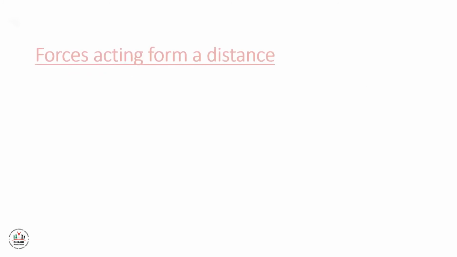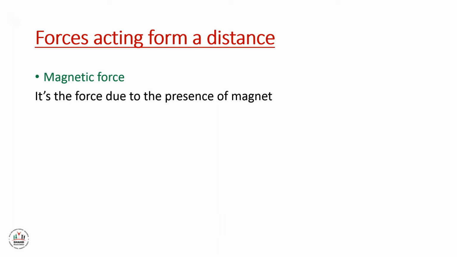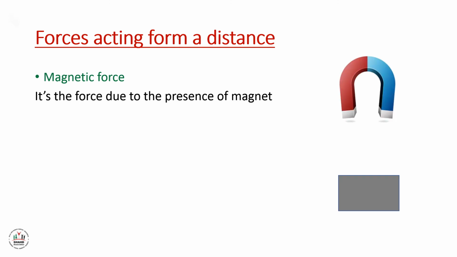Another example of forces acting from a distance is called the magnetic force. The magnetic force is the force due to the presence of a magnet. So whenever we have a magnet, the magnetic force exists. Suppose in this example we have an iron block and above it we have a magnet. Due to the presence of the magnet, there is a magnetic force that is applied on this object.